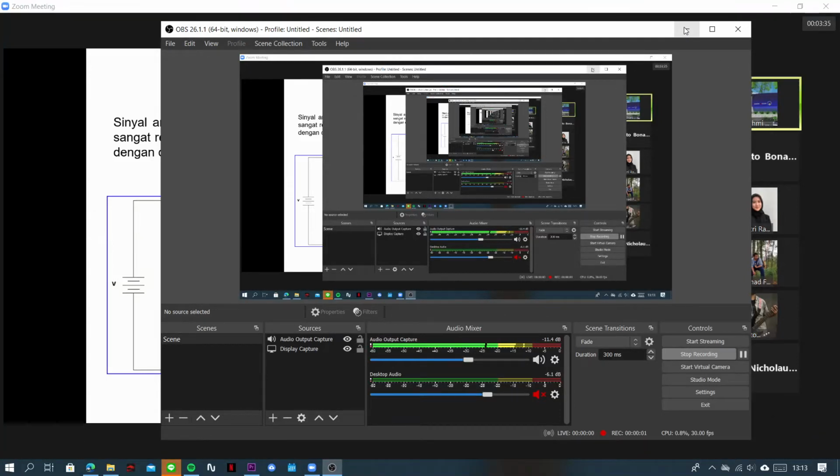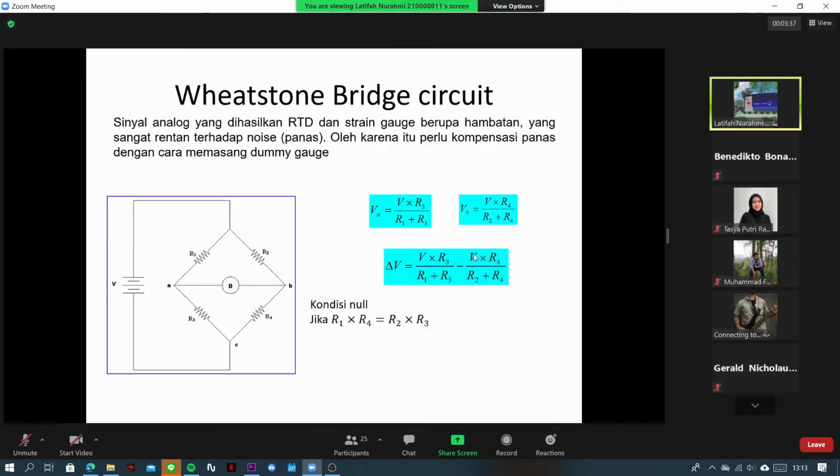The motivation of using the Wheatstone bridge in an RTD is because in an RTD the output is resistance. By producing resistance, there is noise and heat, so noise results. So we need to convert it into voltage by using a Wheatstone bridge circuit.